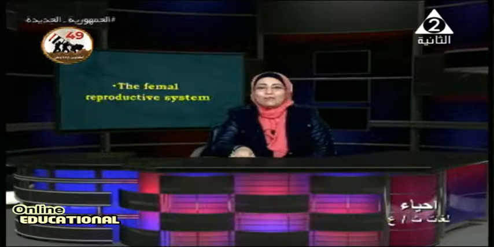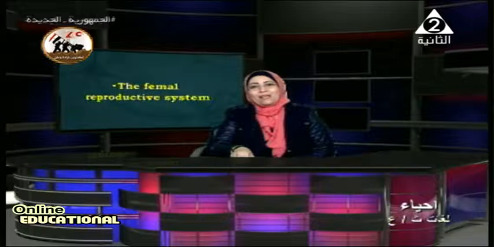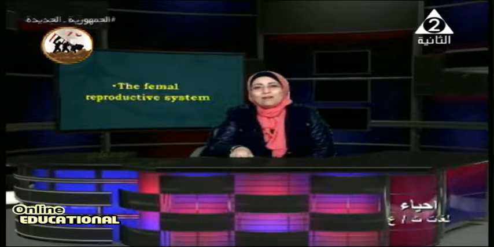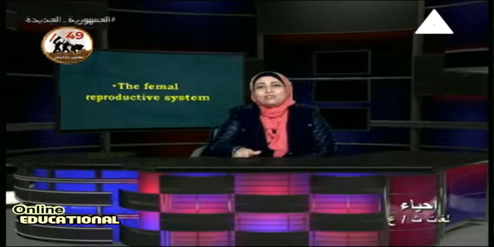Now we continue reproduction in living organisms and we start with reproduction in the female reproductive organ. What are the female reproductive organs? The female reproductive organ is found in the pelvic region of the human. The human body consists of head, thorax, abdomen and pelvis. The female reproductive organ is found in the region of the pelvis.